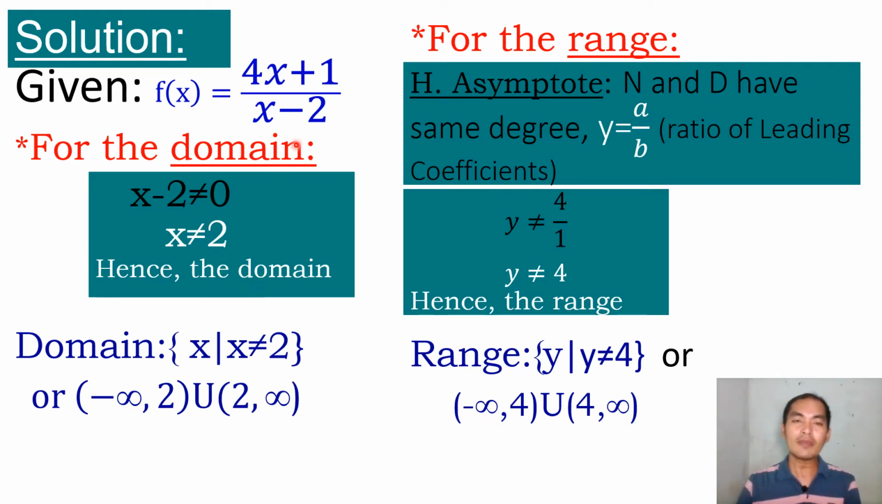I'll repeat. When the given function has the same degree, you just get the leading coefficient of the numerator and divide it by the leading coefficient of the denominator. And that value is the restricted value of the range. If that is a range, we use the variable y. y is not equal to 4, and that is the range. For the domain, it is the value of x of the denominator that is the restricted value of the domain.